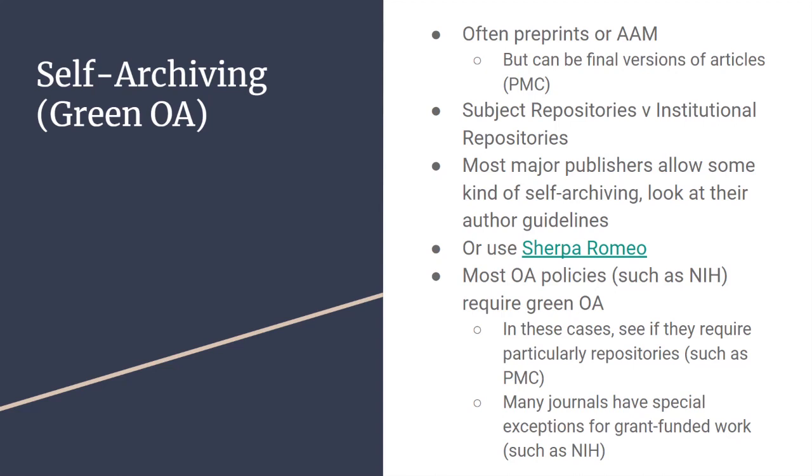It's important to note that most open access policies that you may encounter typically require green open access rather than gold open access publishing. This is true, for example, of the NIH open access policy. Like I mentioned earlier, the NIH open access policy does not require you to publish work in an open access journal, but it does require you to make a final version of the article available in their repository, PubMed Central.